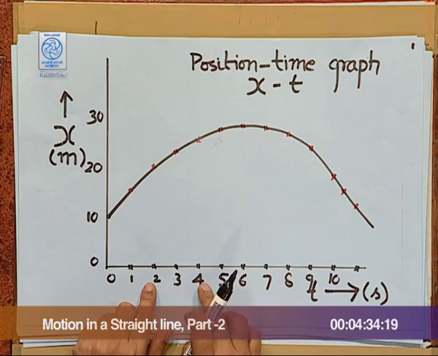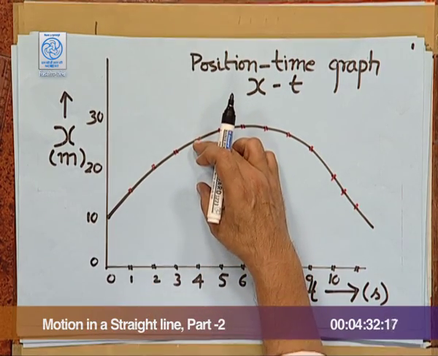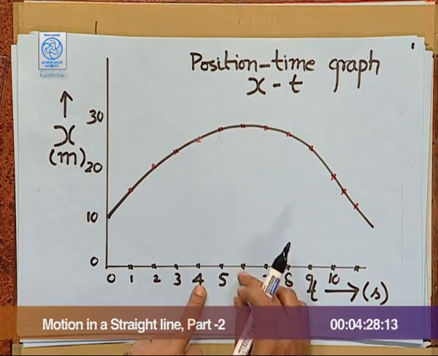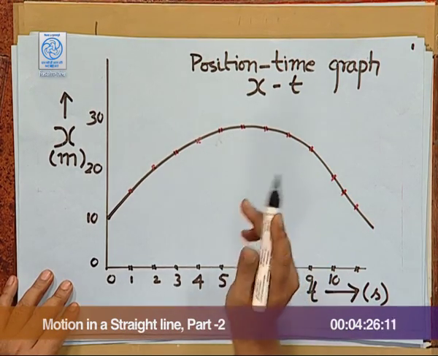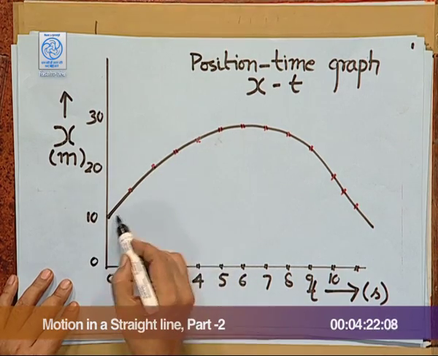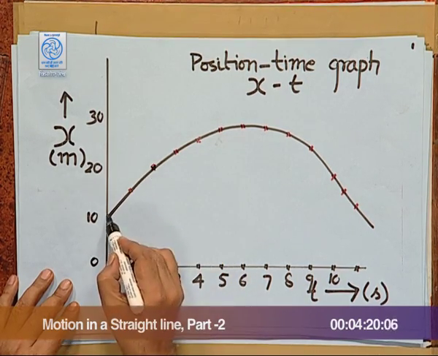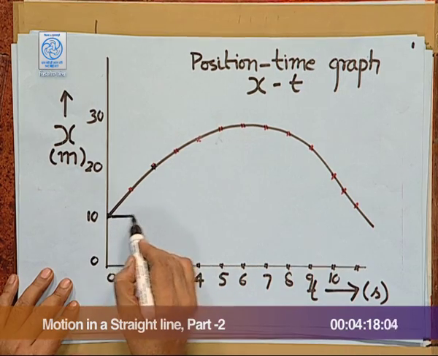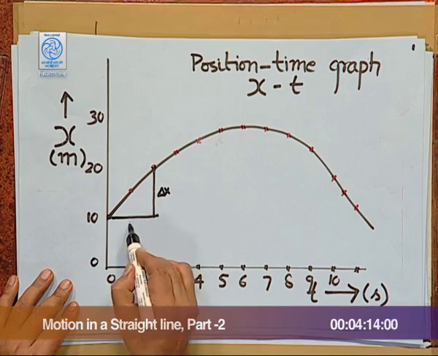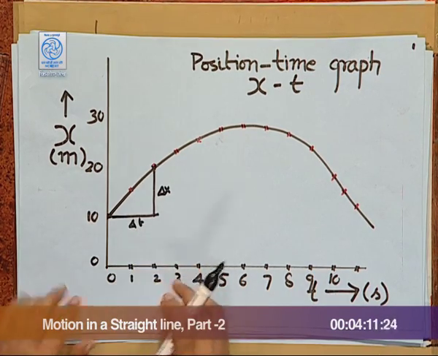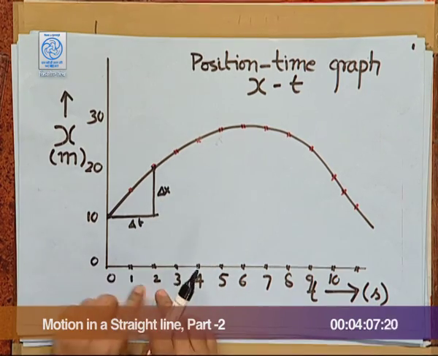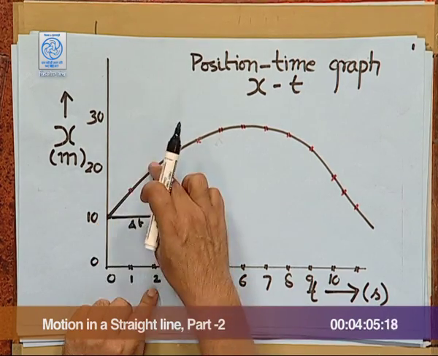In the interval 2 to 4 seconds, it is becoming smaller. In the interval between 4 and 6 seconds, it is still getting smaller. If you want to look at this, how do we look at the slope of the graph? Slope of the graph is the line joining these two points, and this is delta t and this is delta x. In the interval 0 to 2 seconds, this is the slope of the line joining these 2 points.